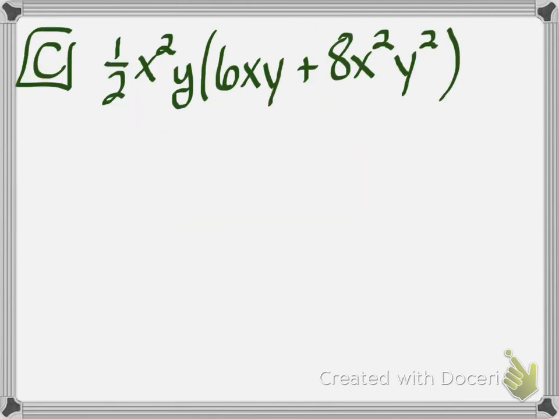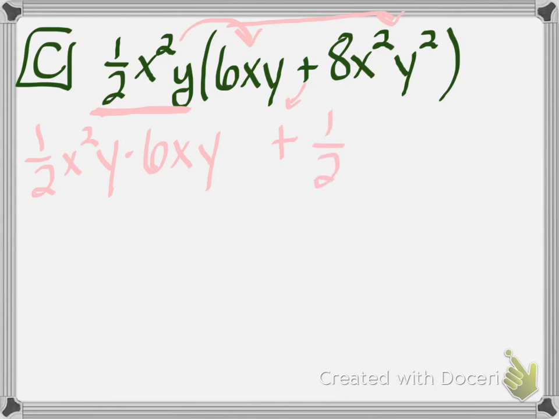Let's try one more, and I know this one is a little bit more complicated. Each time it gets a little bit harder. This whole part gets multiplied by a 6xy and an 8x squared y squared. So we have a 1/2 x squared y times 6xy plus, okay, there's the plus sign, 1/2 x squared y times 8x squared y squared.